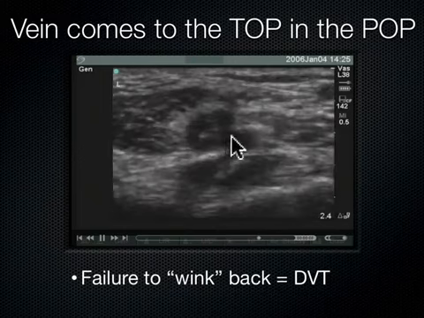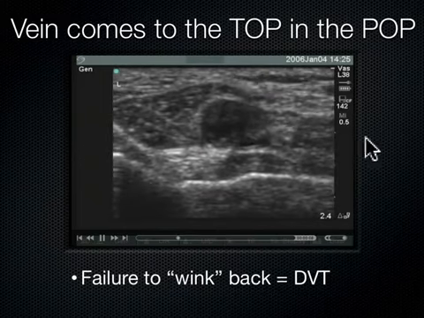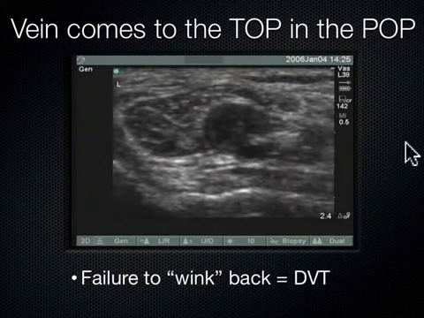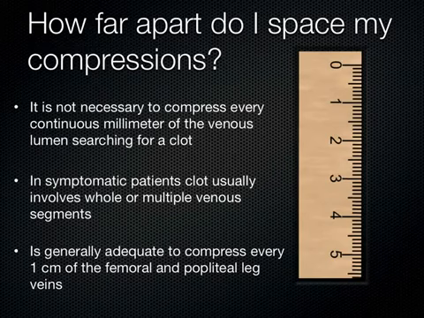This is the popliteal vein out here, very dilated with this echogenic thrombus in it. Okay, the vein comes to the top in the pop. Now you're probably wondering to yourself, how far apart do I space these compressions? Do I go every continuous millimeter so I don't miss that little clot in there? Or is it okay to skip every centimeter?